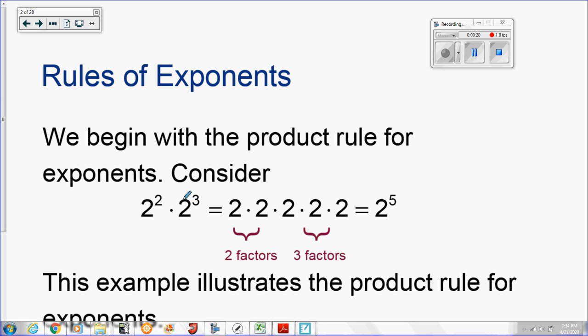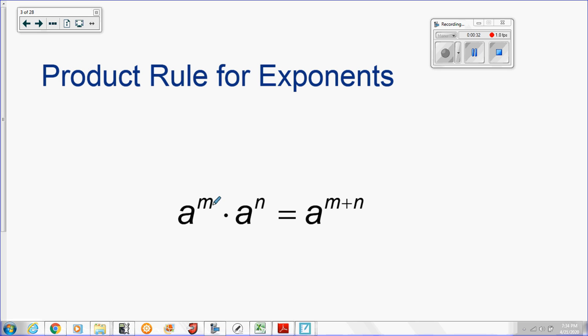You'd write it 2 times. 2 to the third would be written like this. And if you count them, you have 5. So the rule illustrates that when you multiply them, you're going to end up adding the exponents. So the general rule is that the product rule is that if you are multiplying two, they have to have the same base, you are going to add the exponents.